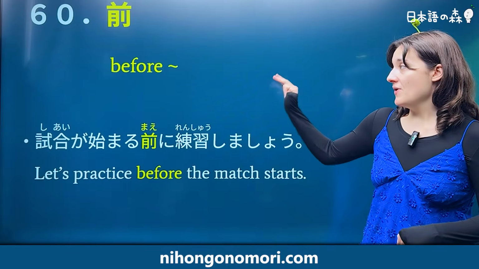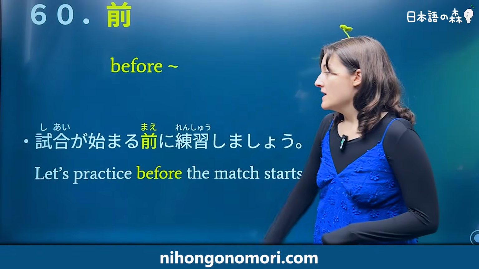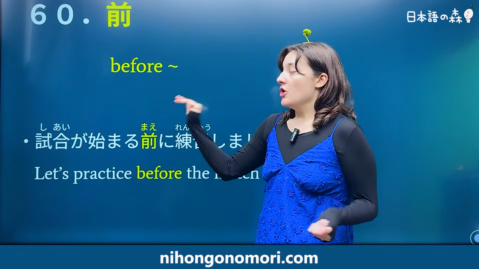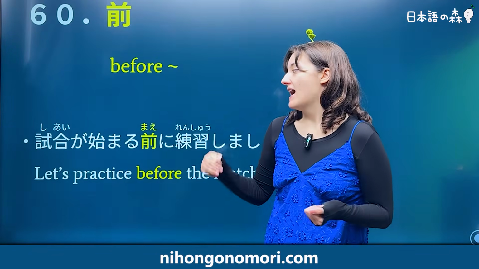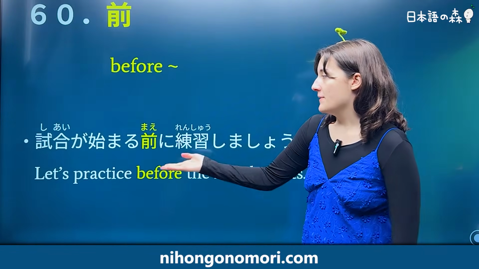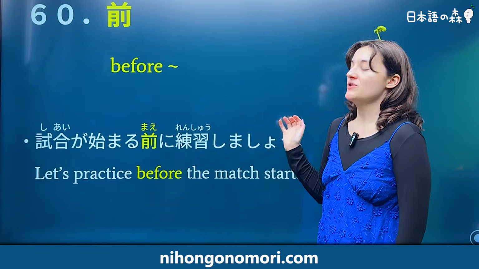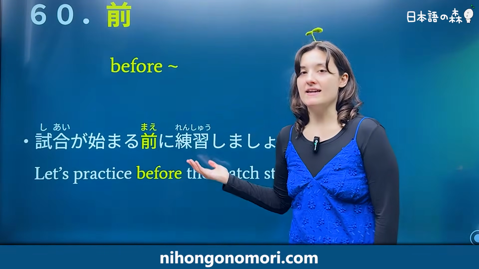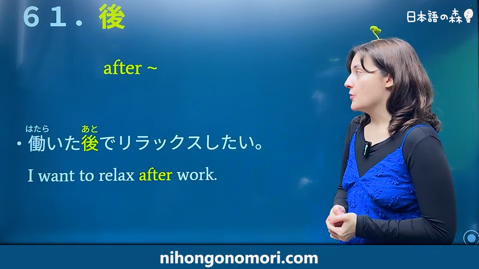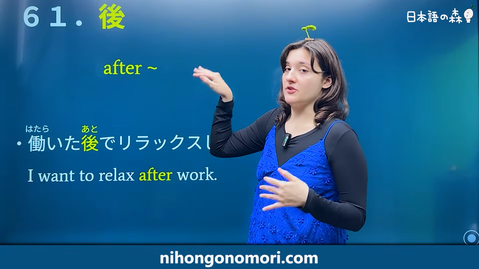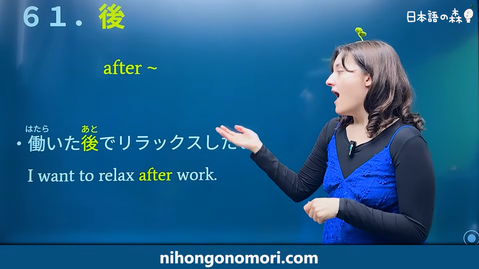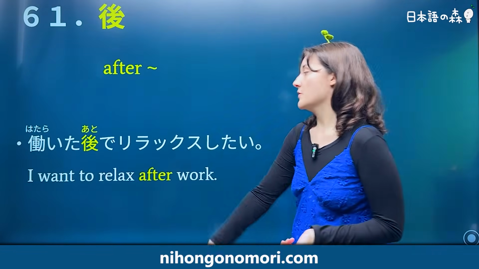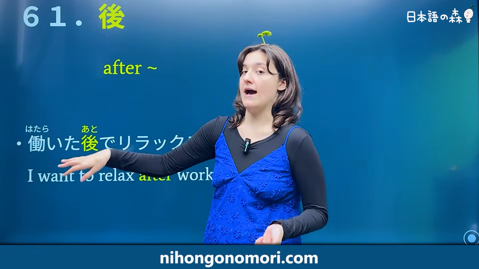前. So, doing before. So we could say, 何々の前に, so noun の前に, or verb 前に, right? So it'll be like, 始まる前に. Here we have, 試合が始まる前に練習しましょう. Let's practice before the match starts. あと, after. So it's after a certain event, a certain thing, I do something else. So, 働いた後でリラックスしたい. I want to relax after work, right? So verb plain form, 後, or noun の後.